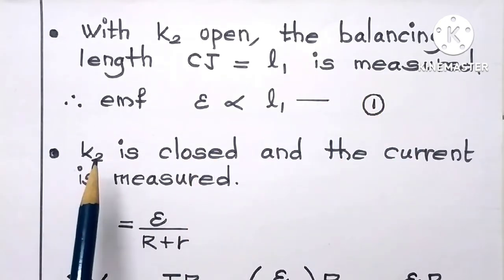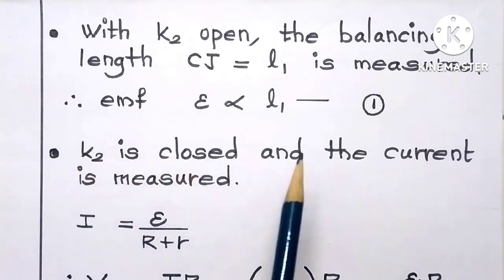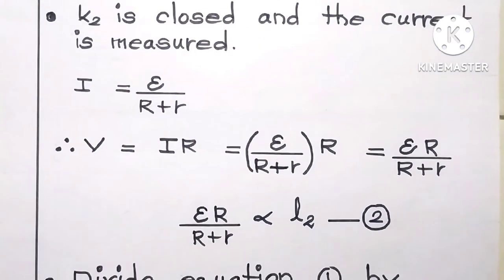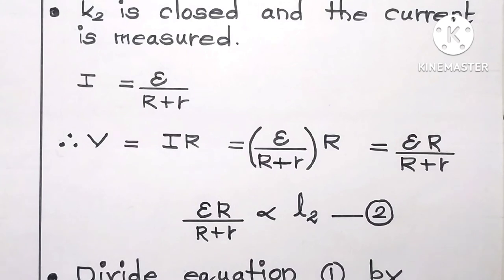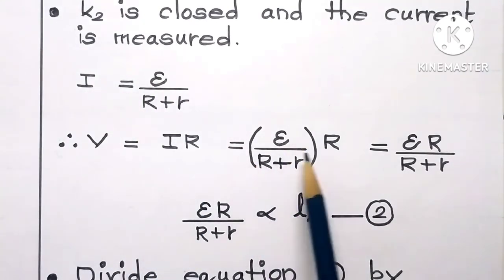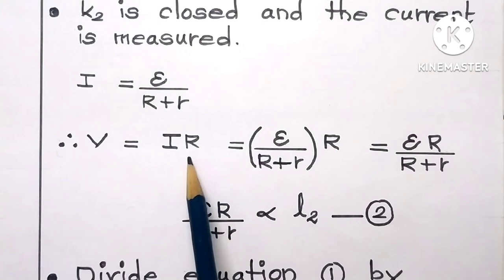Then the key K2 is closed and the current is measured. Here the current I is equal to the EMF epsilon by capital R plus small r. Capital R stands for the external resistance and small r stands for the internal resistance. Then, as we all know, Ohm's law is V equals IR. In the place of I, let me substitute this value: epsilon by capital R plus small r, into capital R.